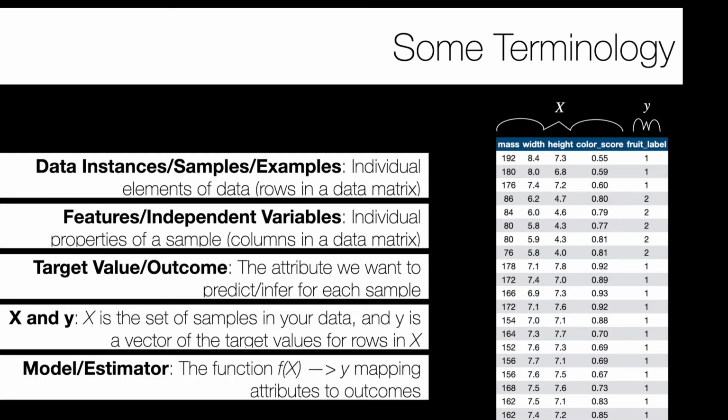And then finally, all of machine learning is about creating these models that map or try and predict the outcome variable y given some data matrix x, this function f of x mapping the features or attributes of your data to some outcomes.